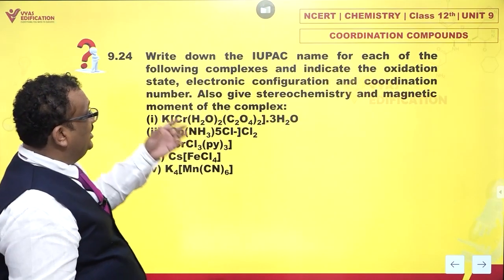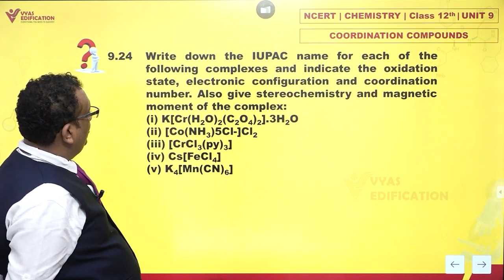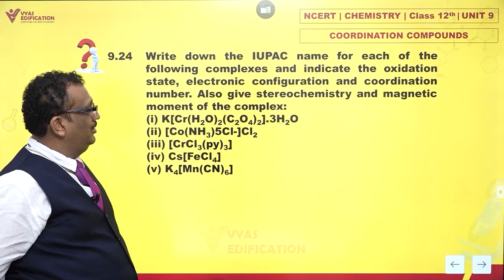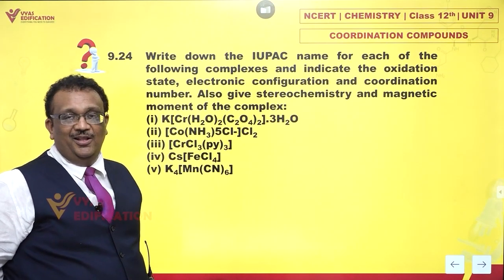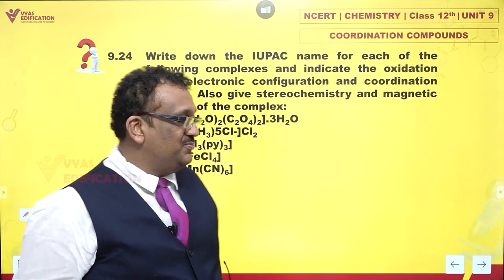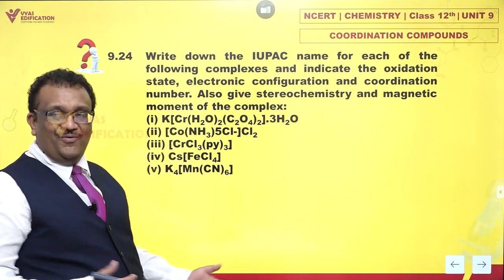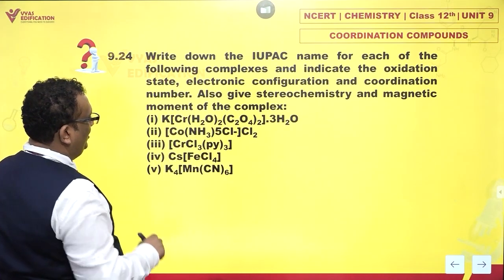Write down the IUPAC name for each of the following complexes, and indicate the oxidation state, electronic configuration and coordination number. Also give the stereochemistry and magnetic moment of the complex. It looks straight from our notes, but let us say everything. First of all, the IUPAC name of each of them.